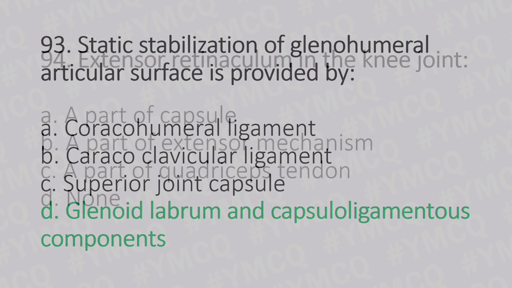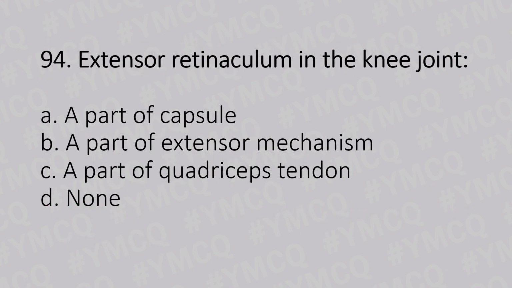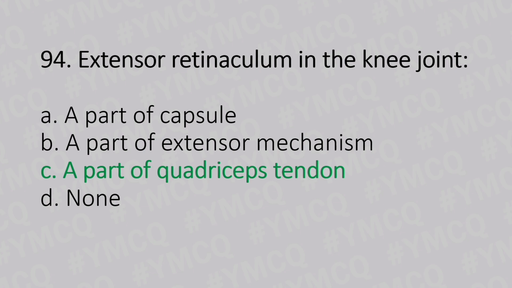Moving to our 94th question. Extensor retinaculum in the knee joint. Option A, part of capsule. Option B, a part of extensor mechanism. Option C, a part of quadriceps tendon. Option D, none. And the answer is option C, a part of quadriceps tendon.